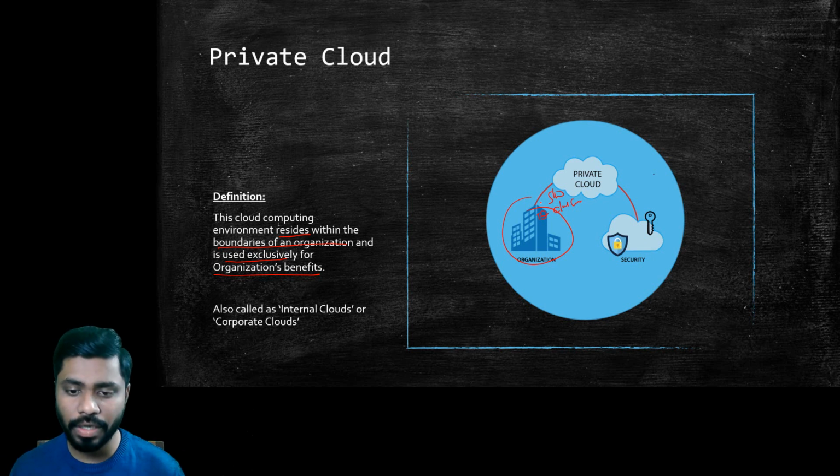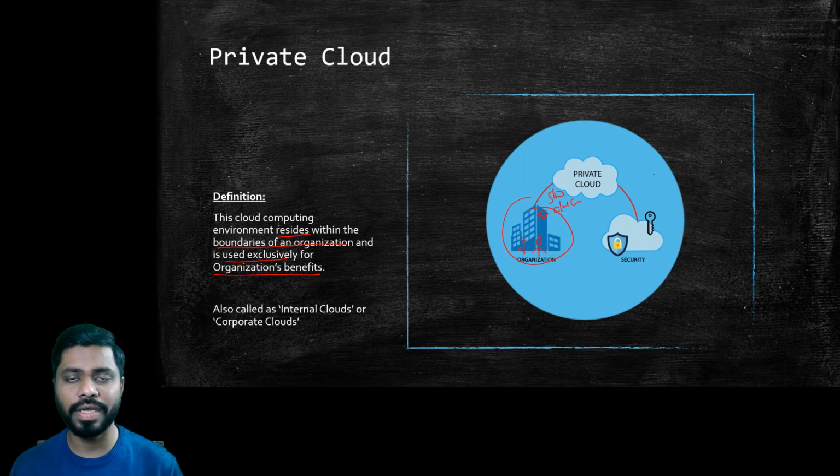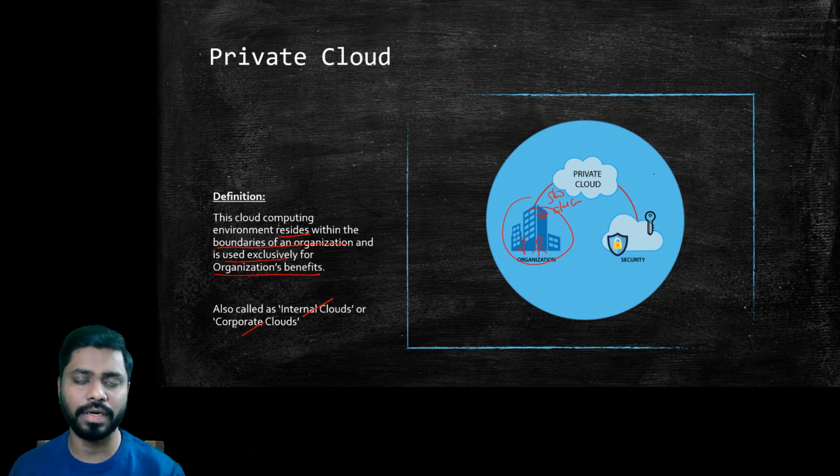And who can use it? The employees, meaning only the people within the organization can use that software or application. So this is called a private cloud, meaning completely secured. It will be there in a completely secured environment. This is also known as internal clouds or corporate clouds. Students, I hope you understand what is meant by a private cloud.